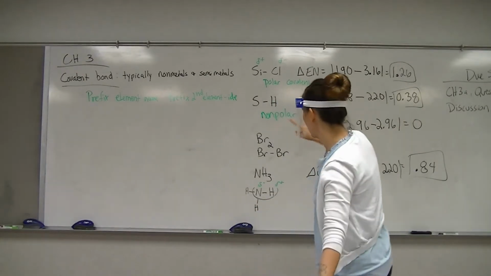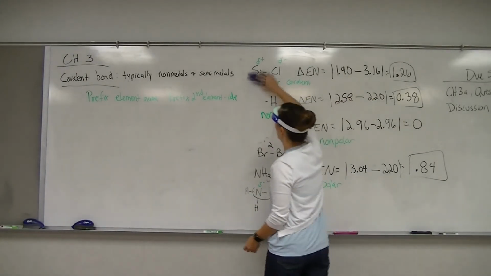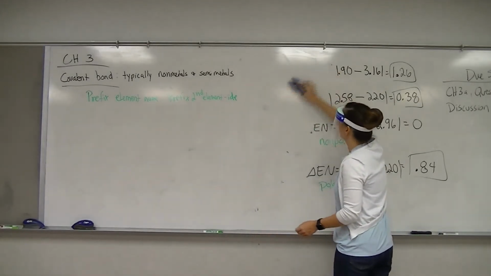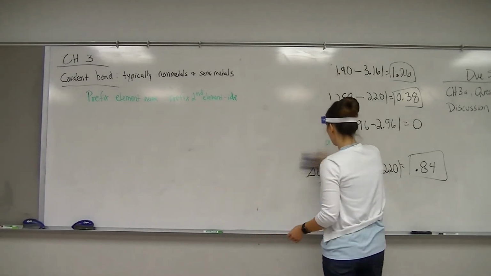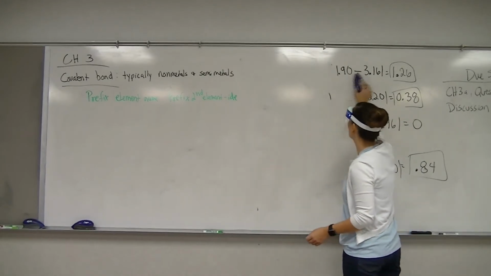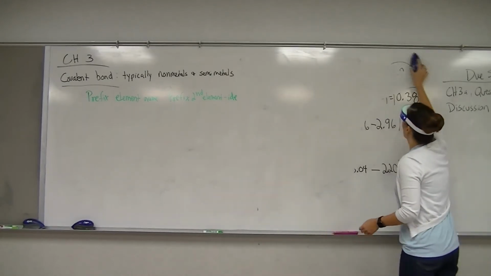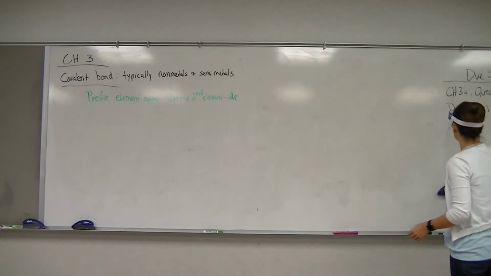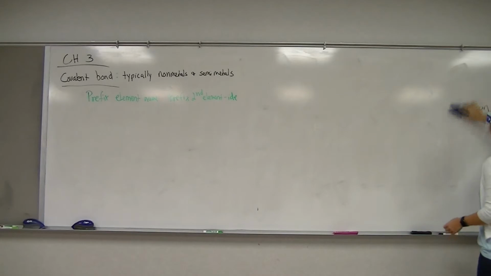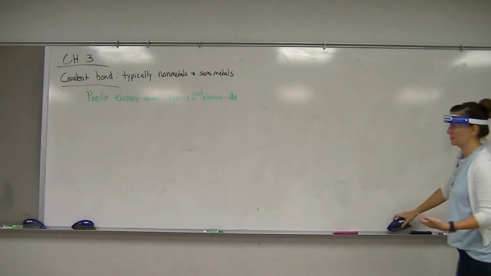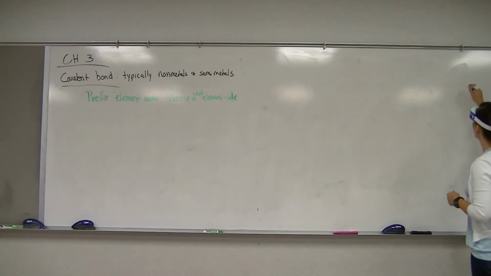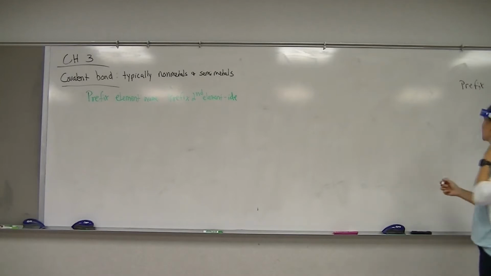What I've written in green there is the basic format for naming a covalent compound. Once you identify the compound as covalent, which you can do by just looking at the atoms or elements involved in the compound, if all your atoms or elements are either nonmetals or semimetals, it's going to be a covalent compound. Once you know it's a covalent compound, you're going to need to use prefixes to identify how many atoms of each element.